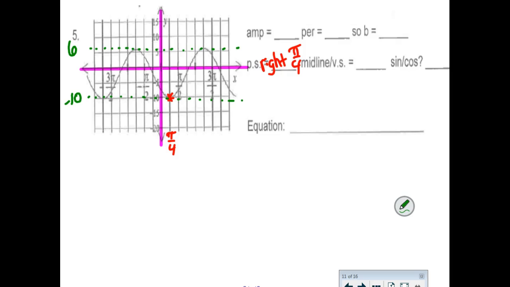So the midline, which I haven't actually marked yet, is 6 plus -10, divided by 2. So where's your midline at? -2, I heard. Thank you.